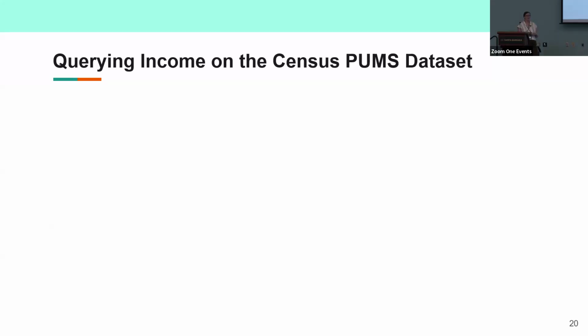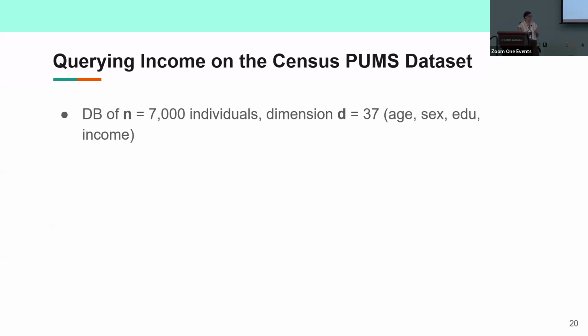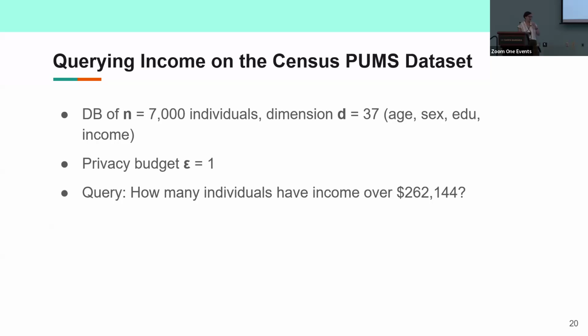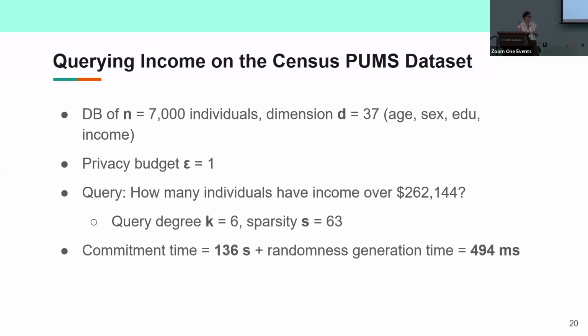Finally, I'll go through an example that we did with our implementation of querying income on a census microdata set. We had a few thousand individuals in dimension 37. We set our privacy budget to be 1 and asked the query of how many individuals have income over a certain threshold. When this query is expressed as a polynomial, it has degree 6 and sparsity 63, which ends up playing into the complexity of our scheme, as I'll note in a moment.